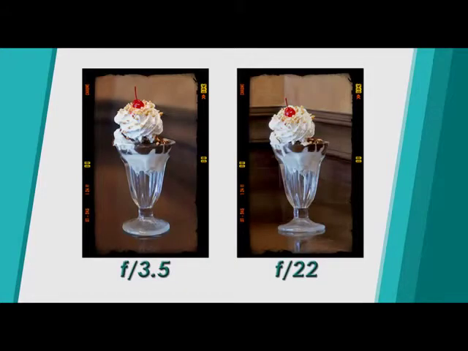When we see both images side by side, it shows what a difference the depth of field can make. The photo with the shallow depth of field, the blurry background, immediately draws attention to the ice cream, while the photo with everything in focus has distractions in the background and can take away from the subject.